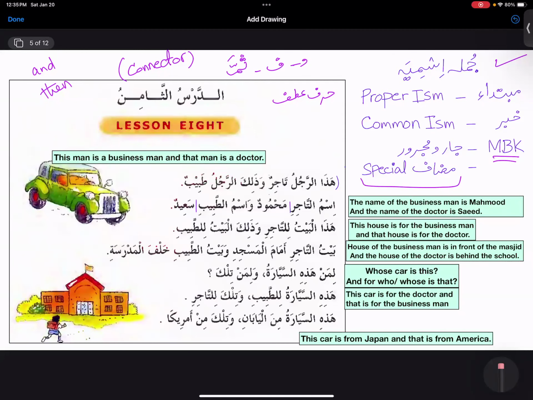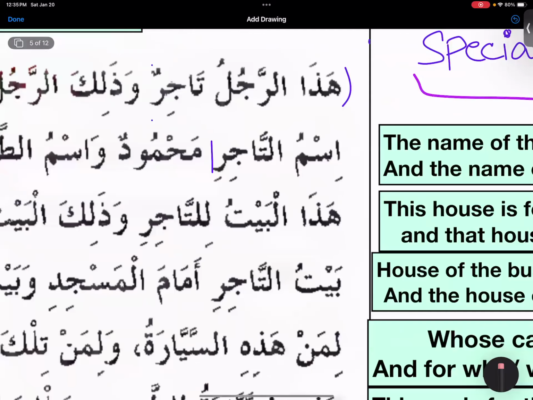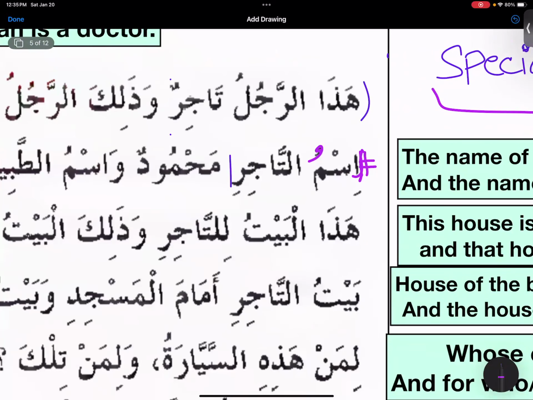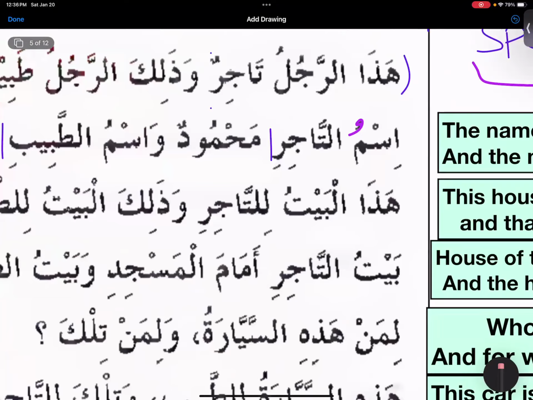Yeah, idafa fragment. Very good. So ismu, it's not ismun. Right? It's not al-ism. It doesn't have al on it. So that is perfect for our idafa fragment. So now ismu, and then we are going to check our next ism as well.